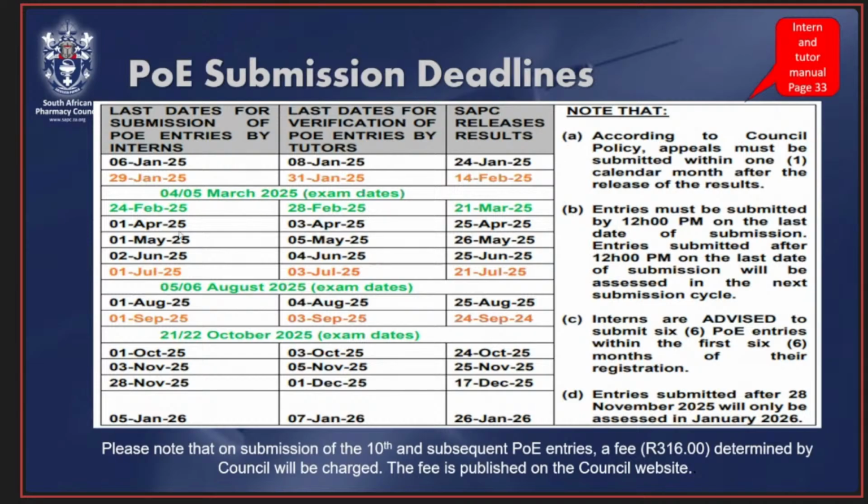So anything that is submitted, for example, let's use this one of the next submission deadline, which will be on the 24th of February. So anything that is submitted by the 24th of February and it is verified by your tutor by the 28th of February, then you must expect your results to be released by the 21st of March. In case you miss the submission deadline and you submit on the 25th of February, it's okay, but don't expect your results to be available on the 21st of March, but instead you will receive your results on the 25th of April. So it's important to take note of that.